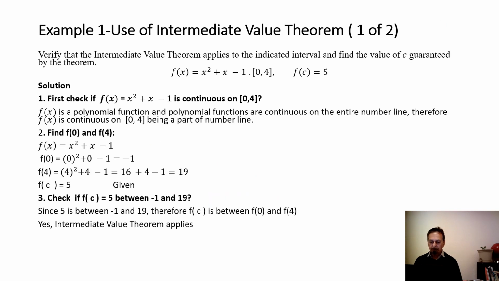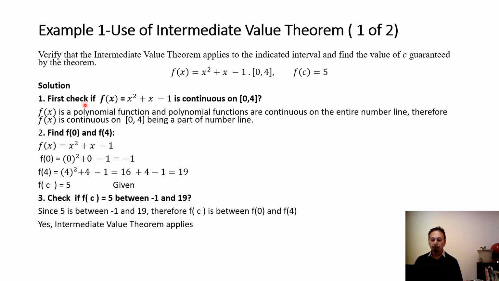Example 1. Use of the intermediate value theorem. Verify that the intermediate value theorem applies to the indicated interval and find the value of c guaranteed by the theorem. So we have a function f of x equal to x squared plus x minus 1, the interval is 0, 4, and the function value evaluated at c is 5.